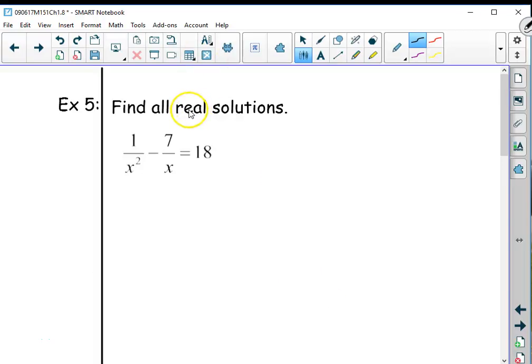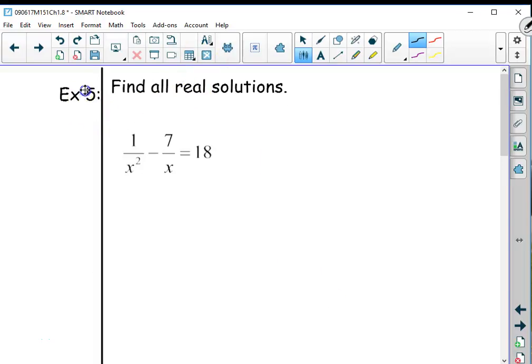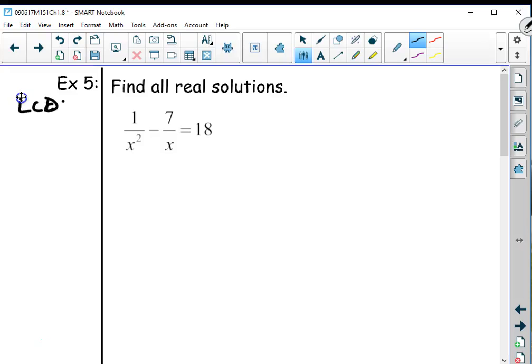And again, we're solving a rational equation where our variable's in the denominator. So first, let's take a look at the LCD. We have x squared and we have x. Now, x squared is just x times x. So our LCD is going to be that which both of them will divide into evenly, x squared.